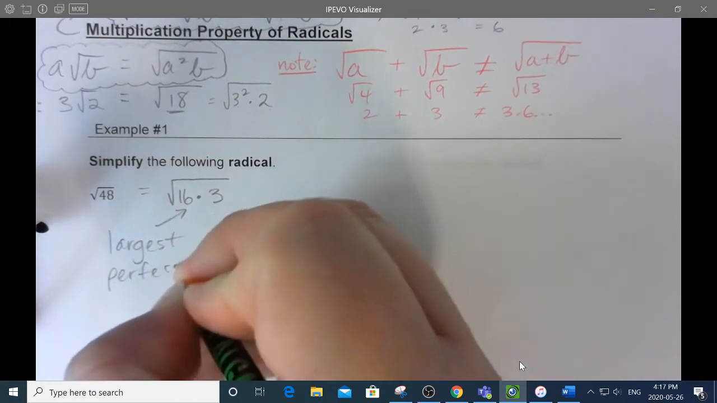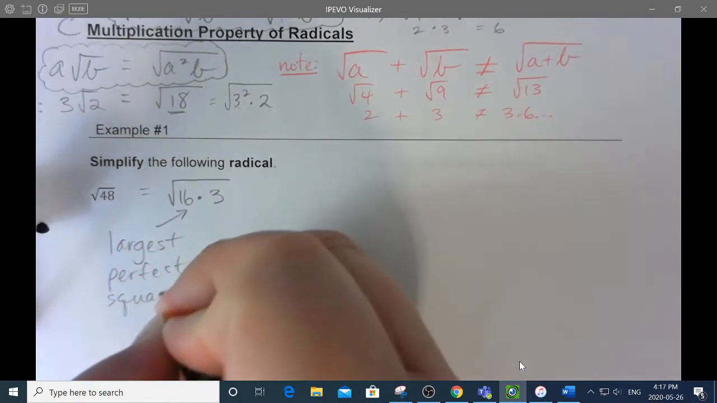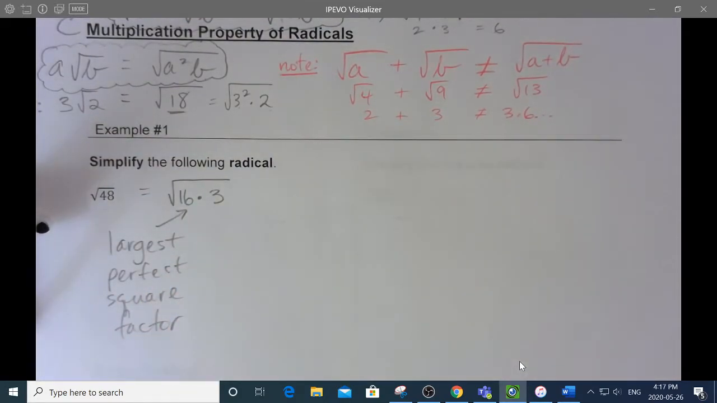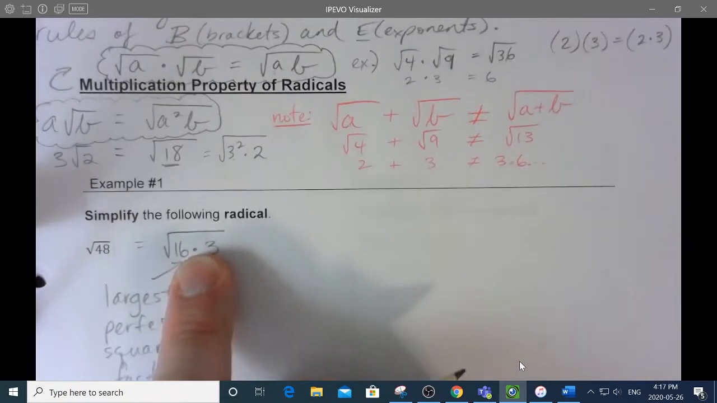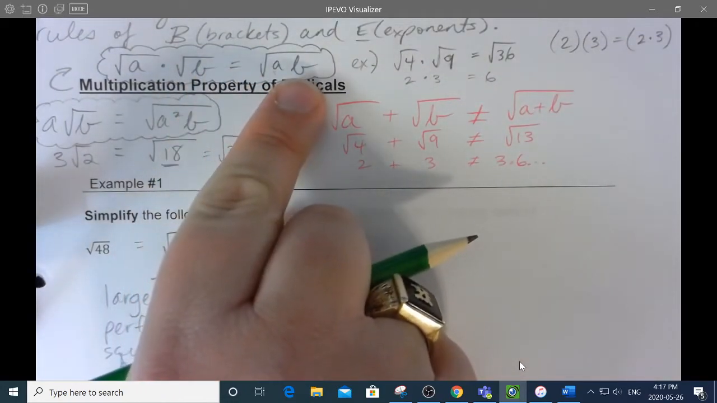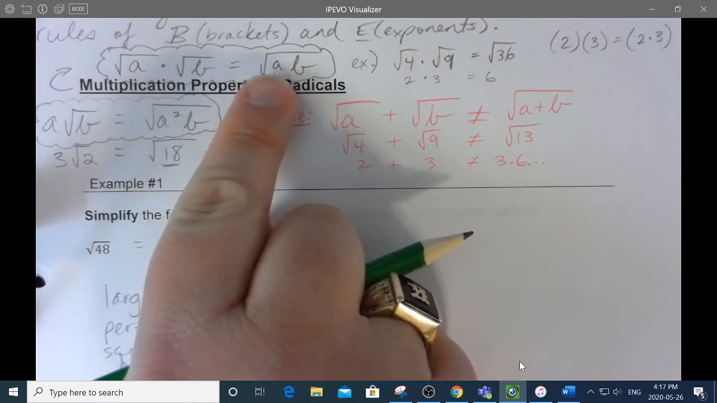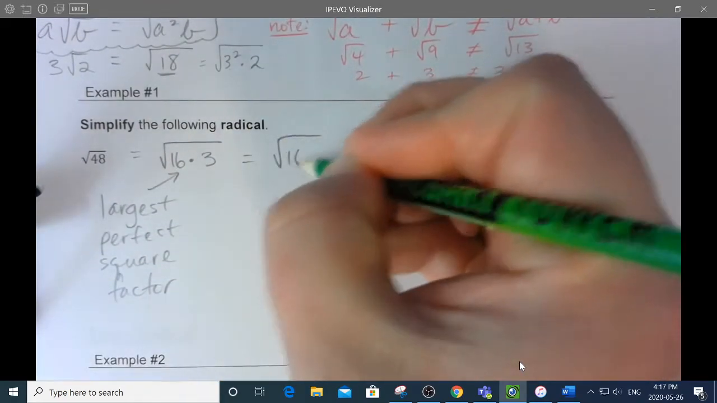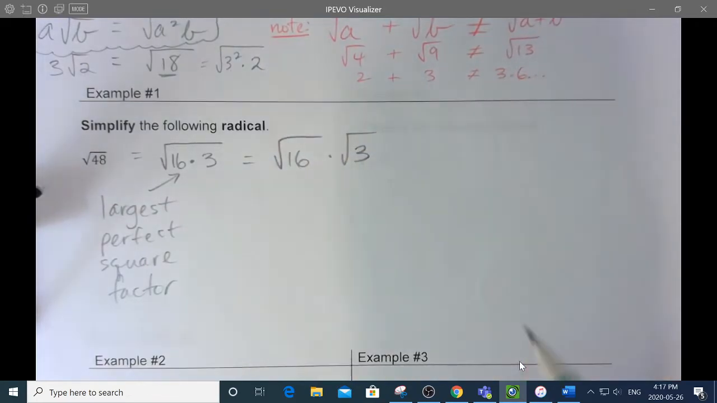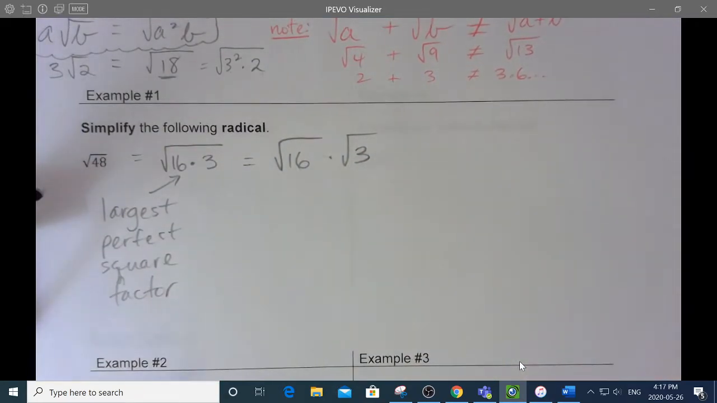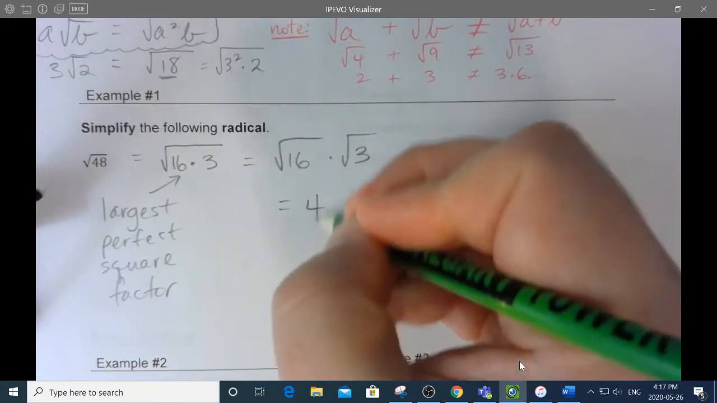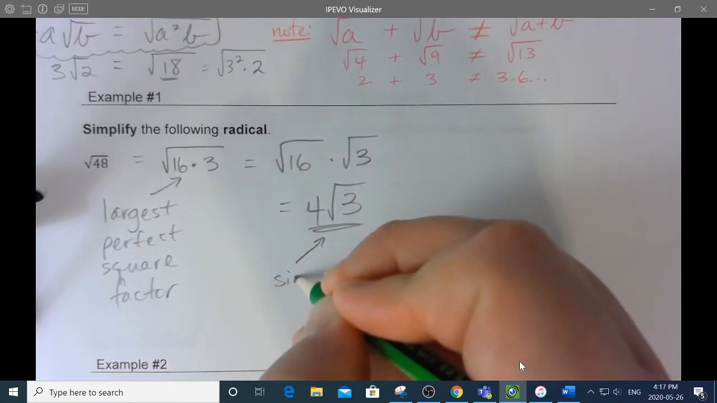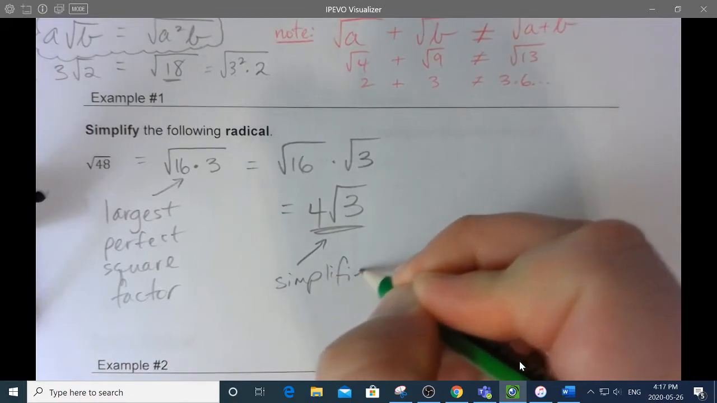perfect square factor. So now that I know this, I go back to this rule here and I use it backwards. If this thing is the square root of a times b, I can split this up into being the square root of 16 times the square root of 3. And I know what the square root of 16 is. It's a whole number. It's 4. So this is the simplified answer.